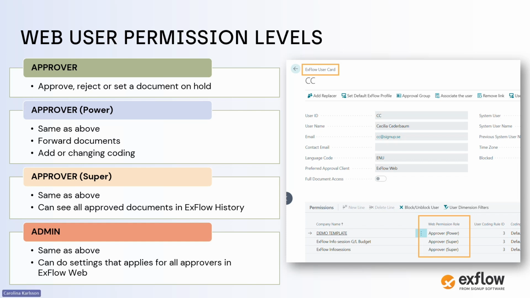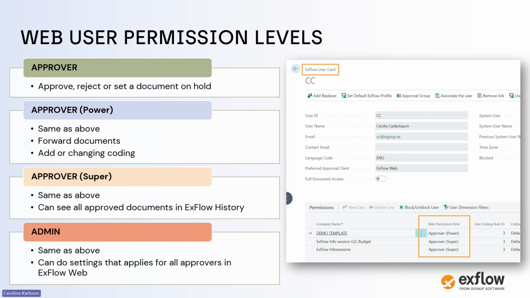So let's start with some basic information related to the workflow. For example, you need users with permissions, with coding rules and approval rules and so on. So here's a quick overview of the basics. Here are the permissions for your users on the web, showing what they can and cannot do. Let's have a look at each of them. On the top there, you have approver, and if they have the permission role approver, they can approve, reject, or set a document on hold.